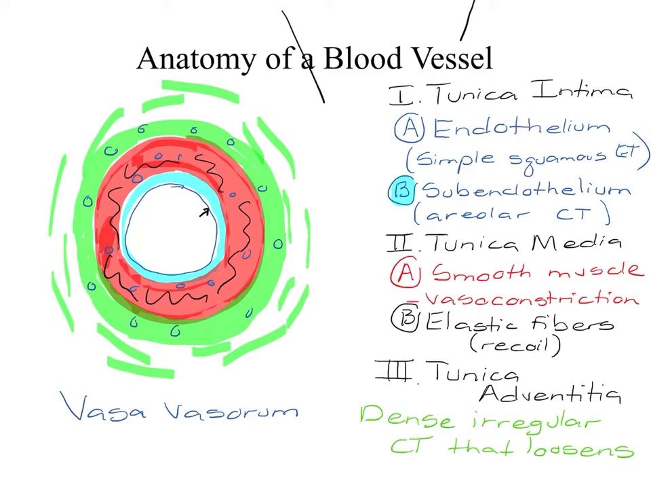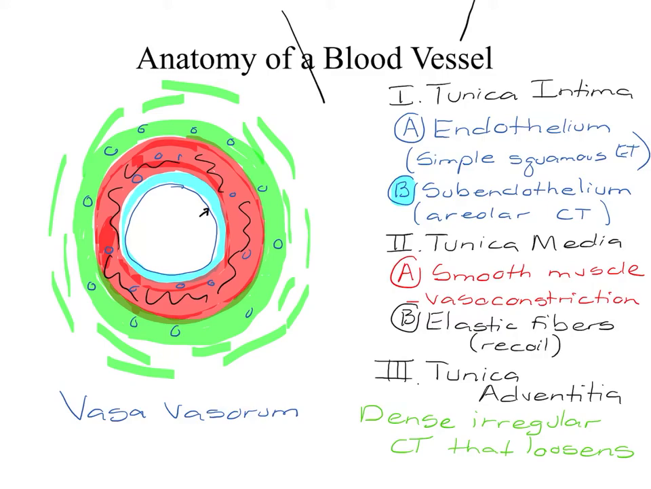So we have our endothelium. Under that, we have the subendothelium of areolar connective tissue. Then we have our tunica media, made of smooth muscle for vasoconstriction. We talked about that's how you can close off blood vessels and control where your blood goes. So you can dilate some blood vessels, constrict others.